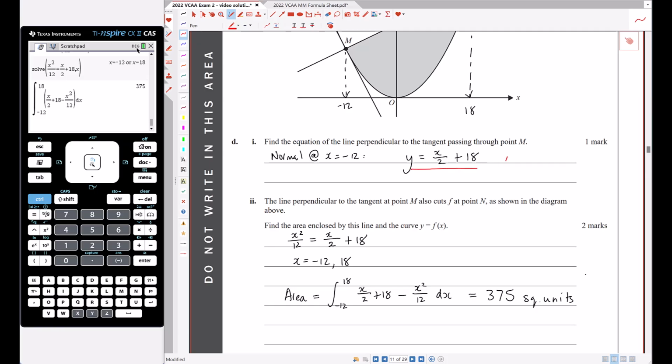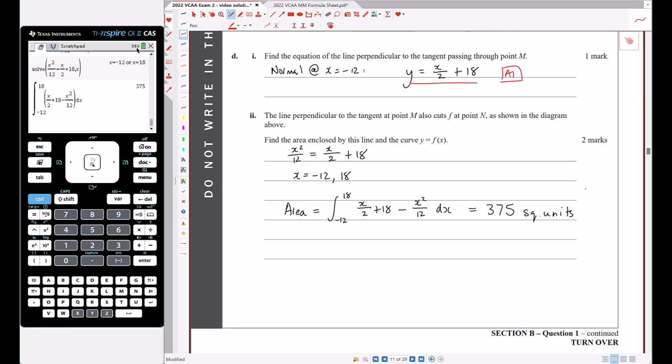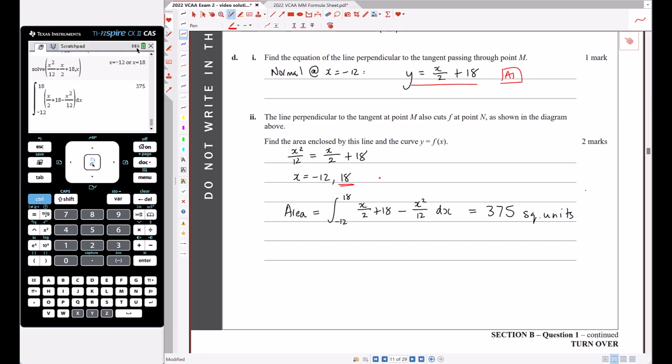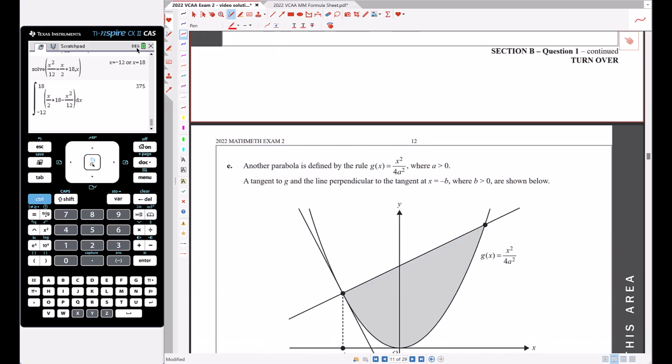This is a 1 marker for the normal. 2 marks here. 1 would be for getting this 18, whether that's just seen there, I think. But I would like to see an equation, to be honest. I'd like to see a method there. I'm not sure how the mark scheme would have been set up. And an answer mark here for that value.